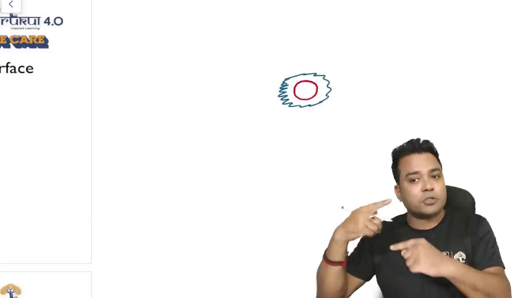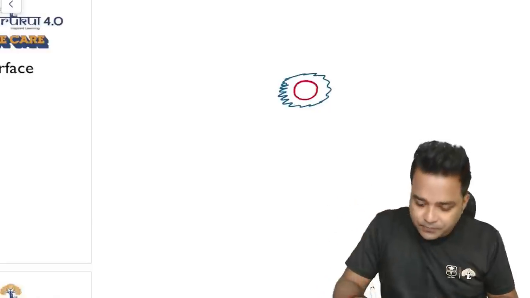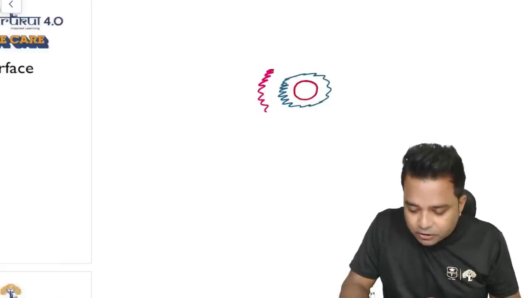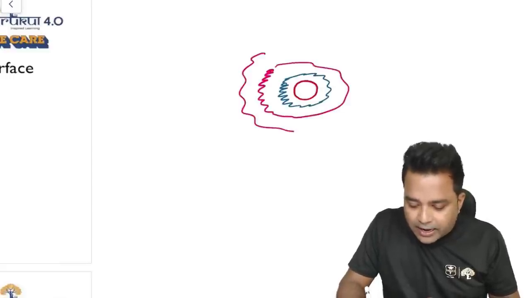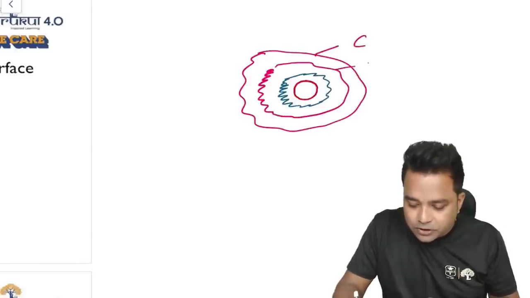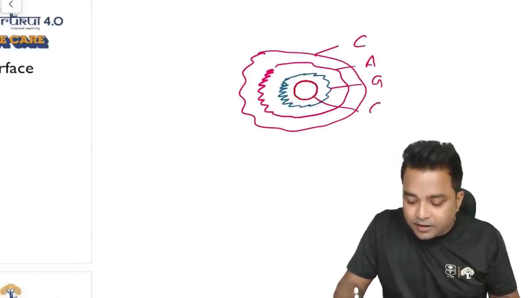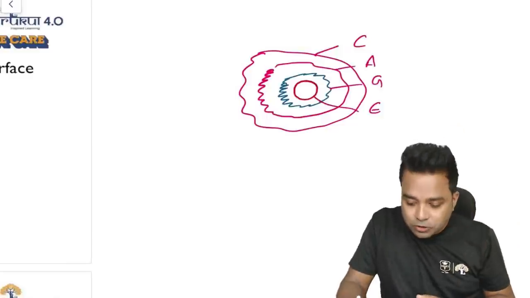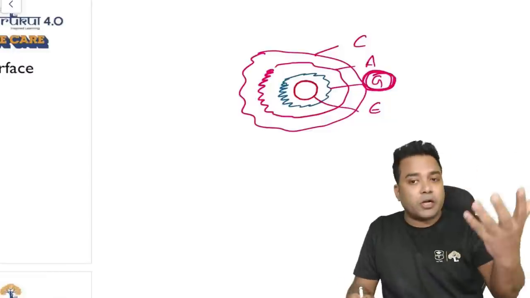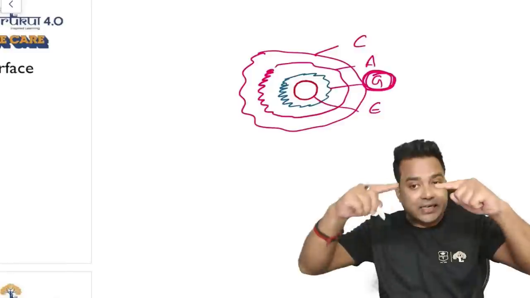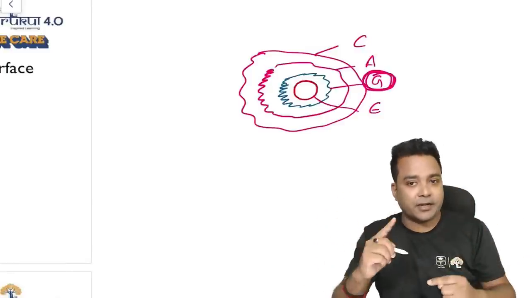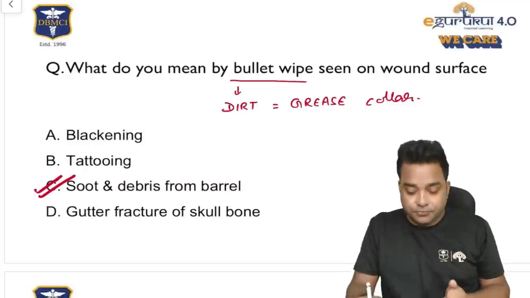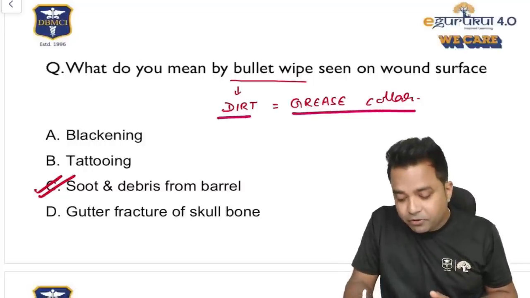The bullet gets a spinning motion, we all know, due to the lands inside the barrel. Due to this spinning motion, when the bullet hits the body surface, we also get a contusion and abrasion collar. We all know that contusion abrasion collar, grease collar, and the entry wound is the prototype rifled entry wound, in sequence from outer to inner. So this was the question which was asked in our exams. What do you mean by bullet wipe? Bullet wipe is nothing but the grease which is present surrounding the entry wound. Clear? Other options were there to confuse us. But we should know the synonyms, that bullet wipe is another name for dirt or grease collar.